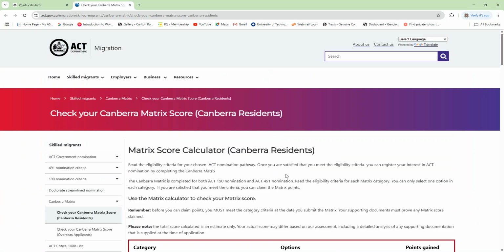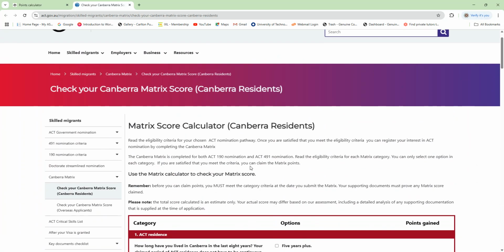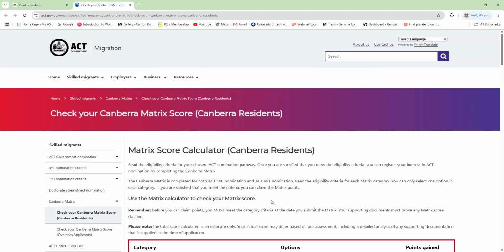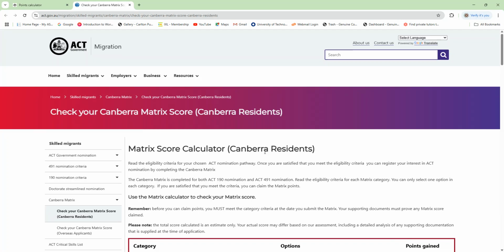This is all about the Canberra matrix onshore. I will talk about the Canberra matrix offshore in the next video. If you have any questions, you can ask.